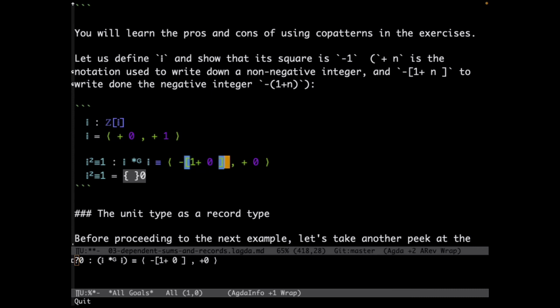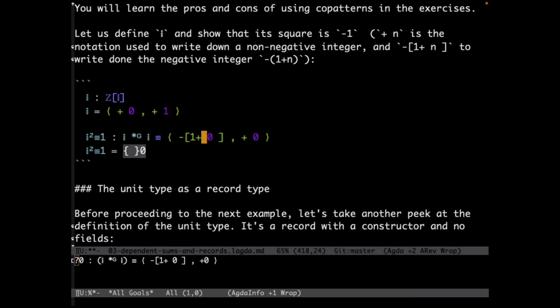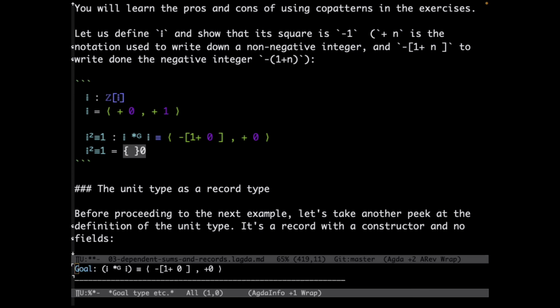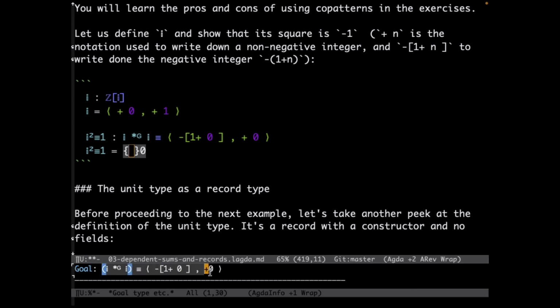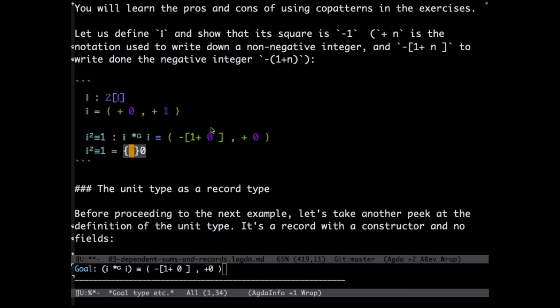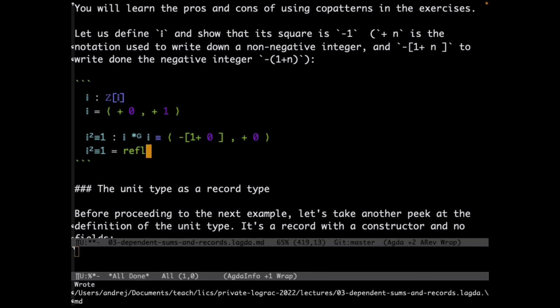That's because the integers are defined in a slightly strange way. But if you want to have the negative integer minus 1 plus n, then this is what you write. So this is minus 1. Yes, it's silly. Yes, we wouldn't really want that in a real programming language. I agree. How are we going to prove this? Well, first of all, we could try to just say REFL, right? And it works.